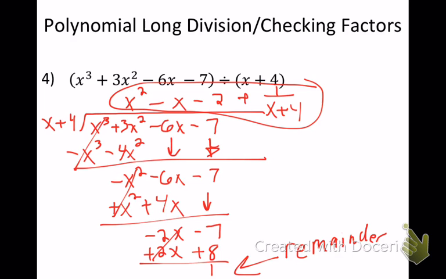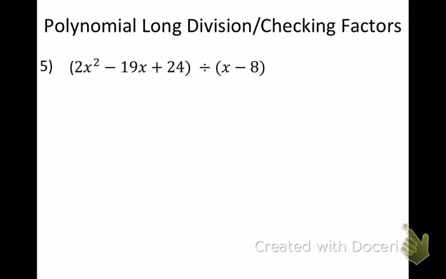Try number 5 on your own here. Take a couple seconds to try this one on your own. Alright, so let's look at this here. If you were to divide this, you would have to put 2x squared minus 19x plus 24 on the inside and x minus 8 on the outside.